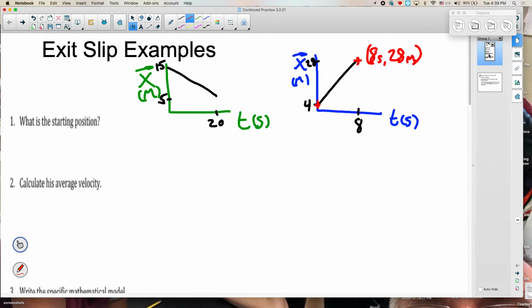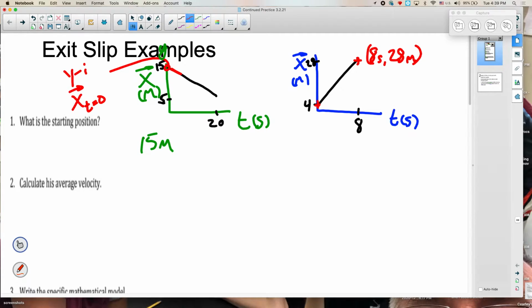What's the starting position? Well, to find the starting position from a position versus time graph, you need to find the y-intercept, right? The y-intercept for any position versus time graph tells us the position when the clock reading is 0. So where the line crosses the y-axis, which is position. So in this case, the starting position is 15 meters.